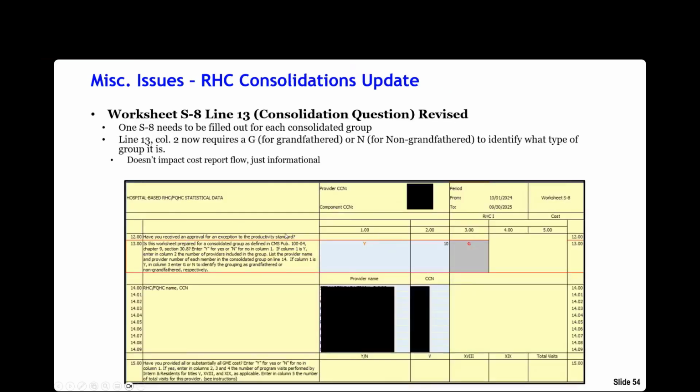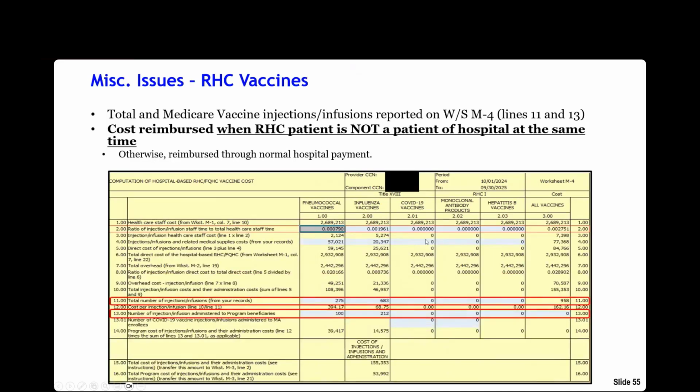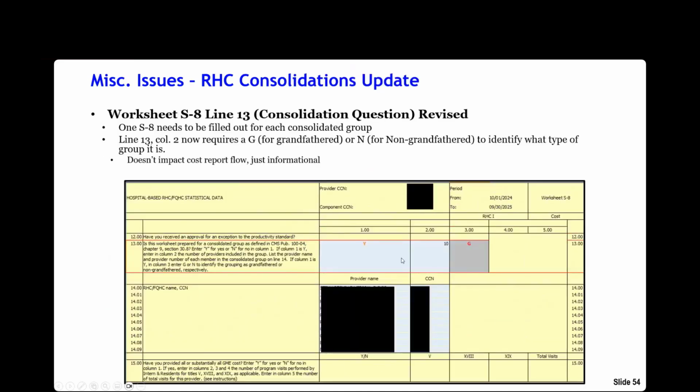Here's S-8. Have you received an exception? There's no open cell there. I don't think, yeah, I don't have M-3. That's the next topic we'll talk about. But again, it's closed. So no need to worry about that.